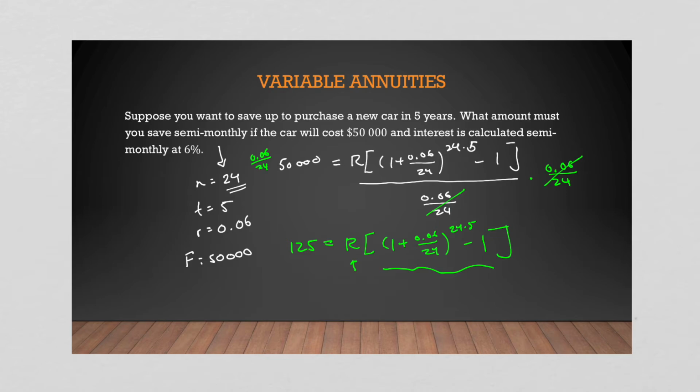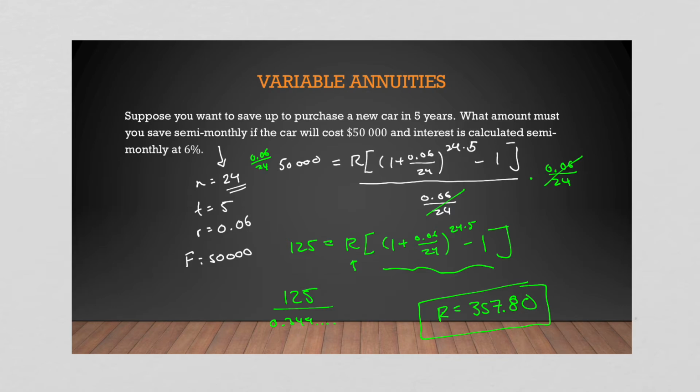So in order to isolate r, you need to divide. So it's going to be 125 divided by that number that comes out. But do not round that number. Keep it in your calculator. So just go 125 divided by the answer button, and you should get r is equal to 357.80. So that is how much your recurring payment is going to have to be.